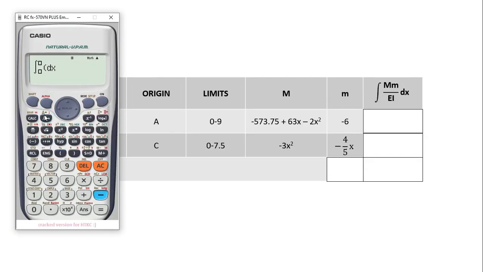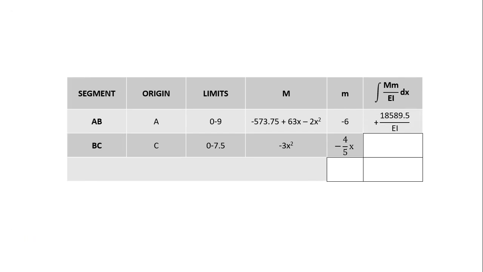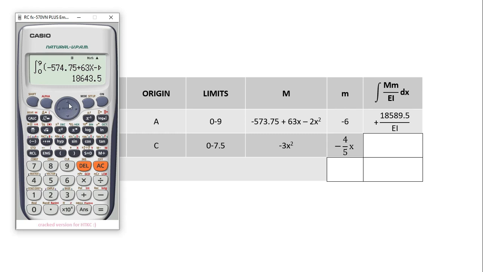So integral of negative 573.75 plus 63x minus 2x squared times negative 6 from 0 to 9. Okay, so we have what? 18,643.5 over EI. Wait, check natin na. 573.75 pala na. Okay, sorry po. Yan. Parehas na tayo. 18589.5 over EI.